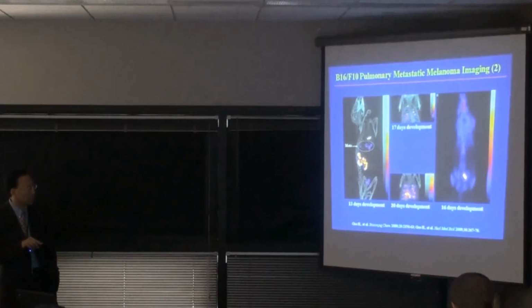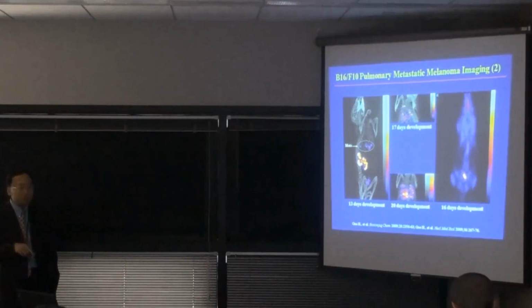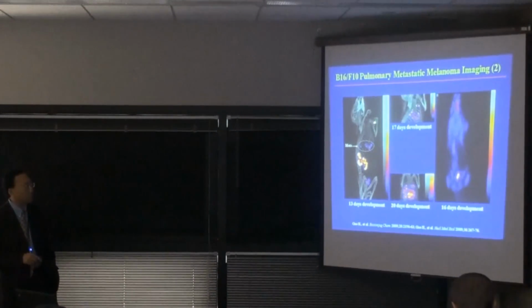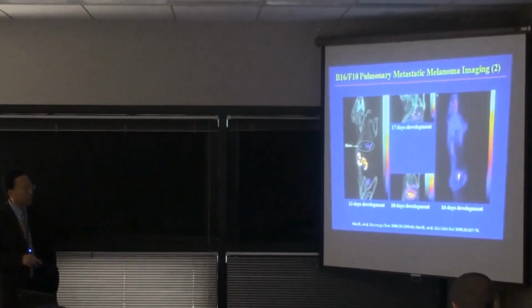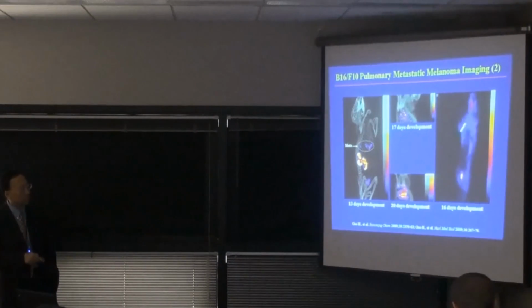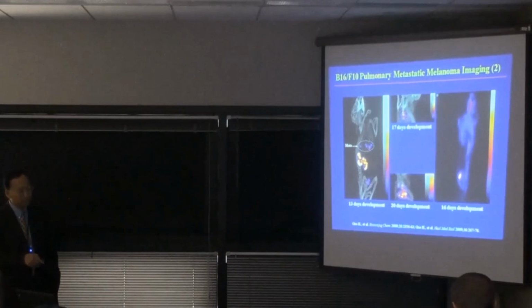So you can see there were only 5 individual spots in the lung. By using the imaging probe, we can also clearly detect this metastasis here. And this is F18 PET imaging after 16 days post-development.